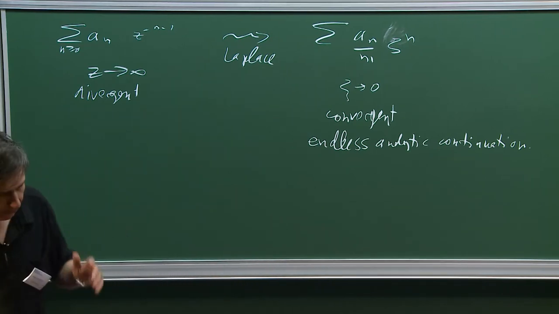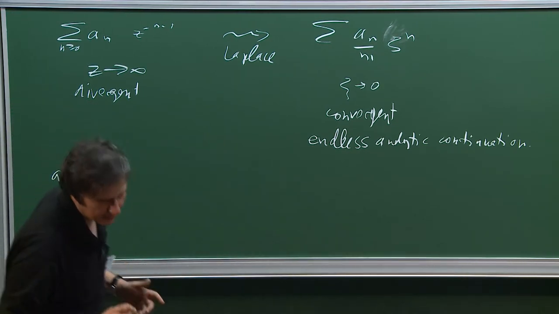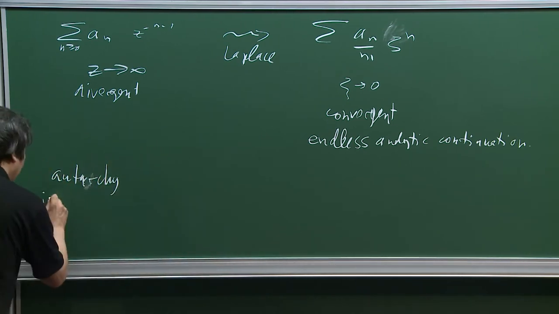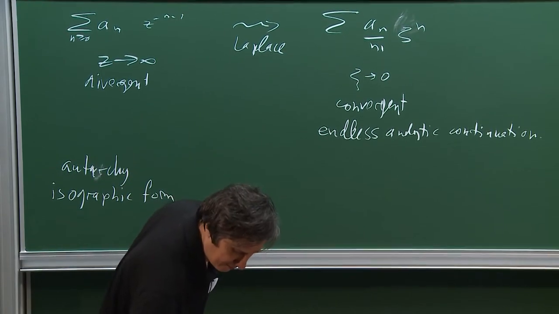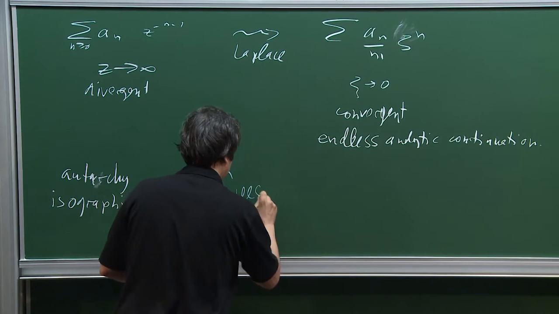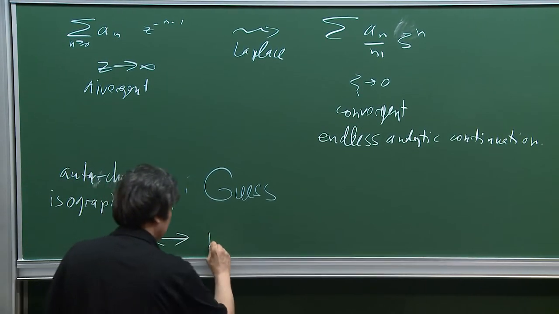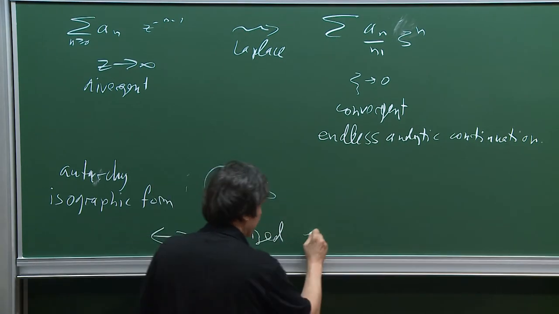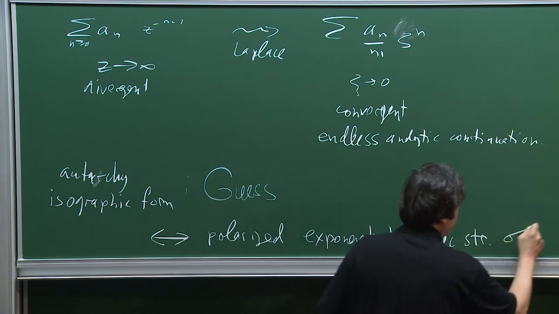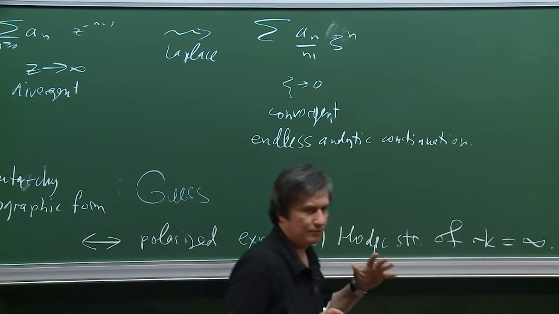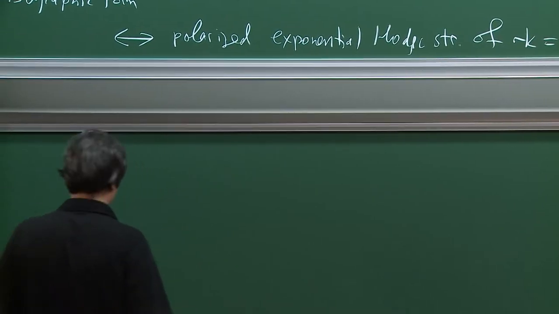And in the talk of Jean Écalle, we heard some words, autarchy and isographic form. And now the main guess. This thing means that you have a polarized exponential Hodge structure. I'll explain in a second. Of infinite rank. Yeah, so kind of like infinite dimensional algebraic geometry. And yeah, it looks like the words have these meanings.